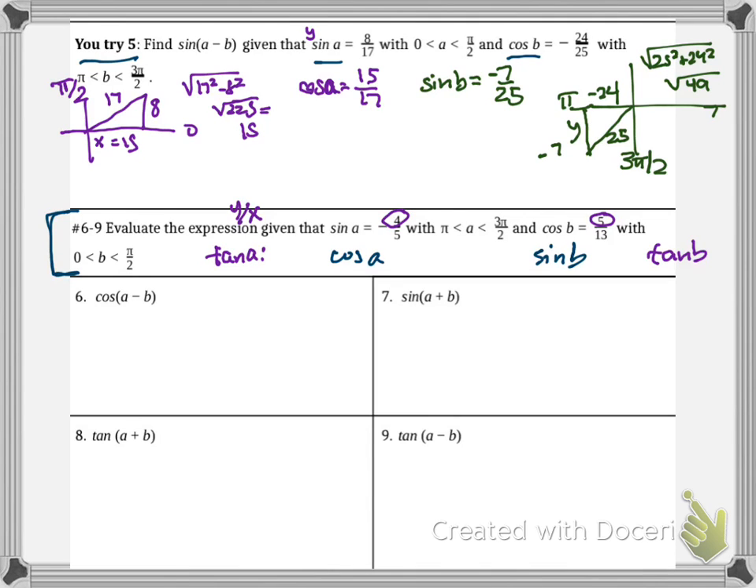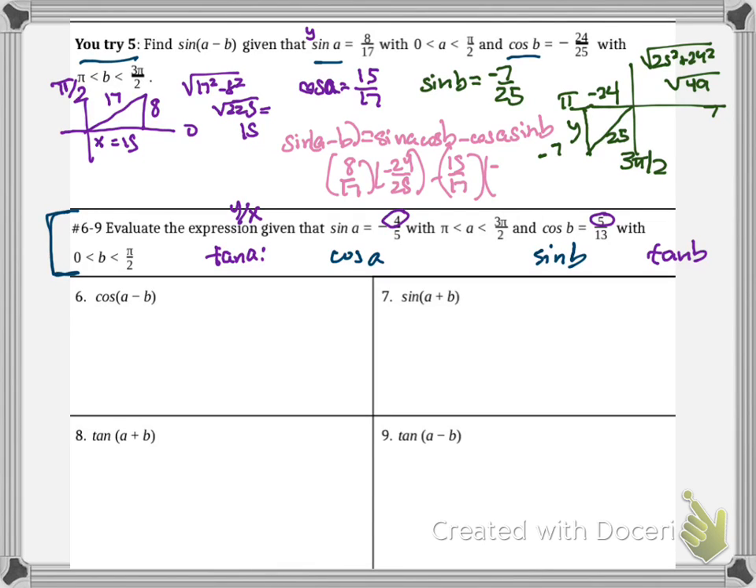So now let's find sine of A minus B. Sine of A minus B. So that formula is sine of A times cosine of B minus cosine of A sine of B. So fill in what we know. Sine of A is 8 over 17. Cosine of B is negative 24 over 25. Minus cosine of A is 15 over 17 times sine of B is negative 7 over 25.